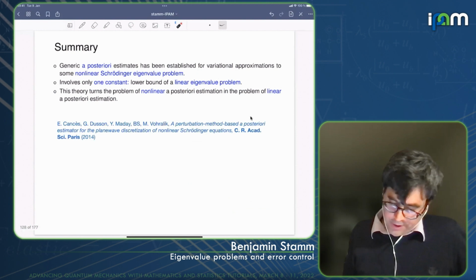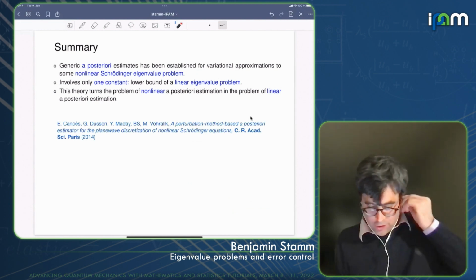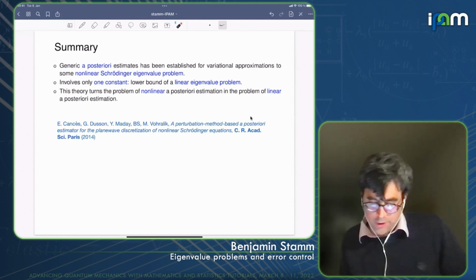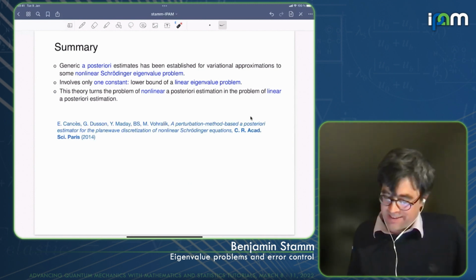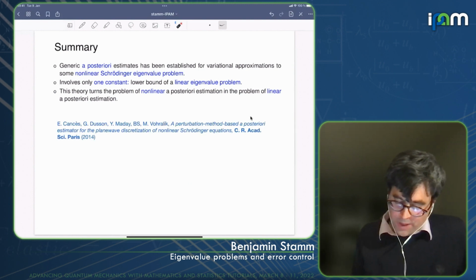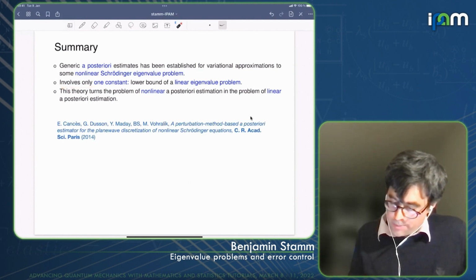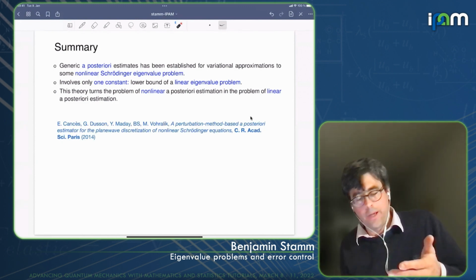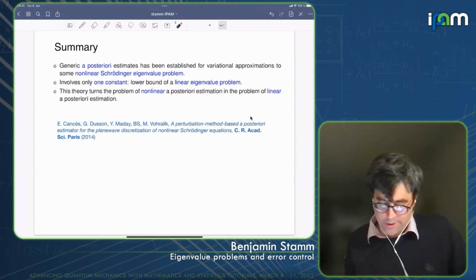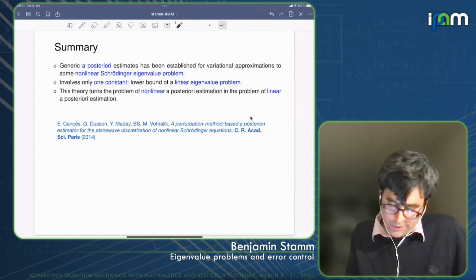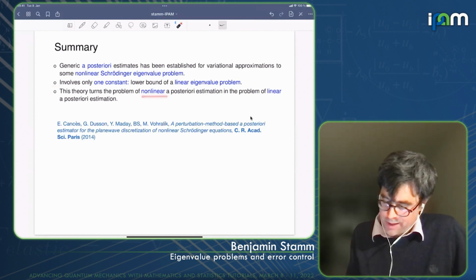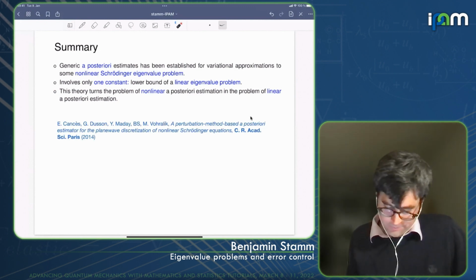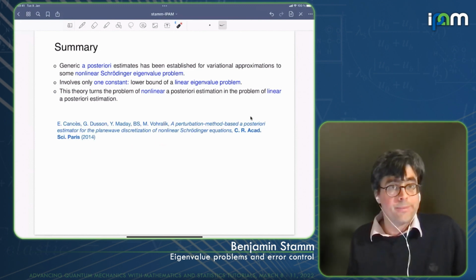Okay, so a short summary here. A generic a posteriori estimate has been established for rational approximation to some nonlinear Schrödinger eigenvalue problems, Gross-Pitaevskii type equations with one orbital. So it involves only one constant, namely a lower bound of a linear eigenvalue problem. And this potentially can be estimated by the techniques of the first part of the talk. So somehow this second part turns the problem of a nonlinear a posteriori estimation into the problem of a linear a posteriori estimation. And this is the corresponding reference here.